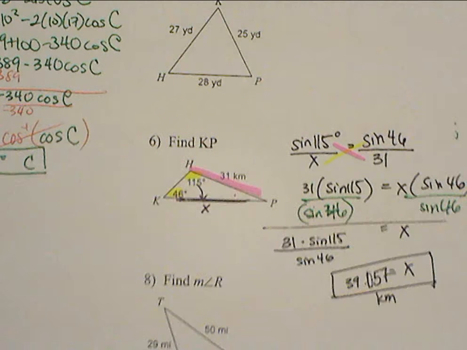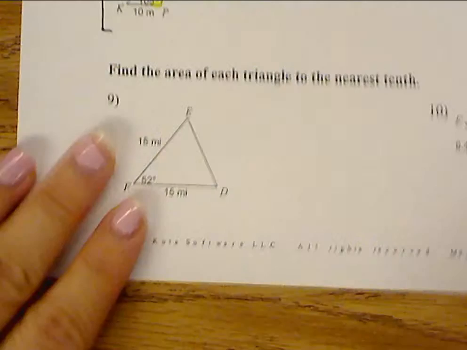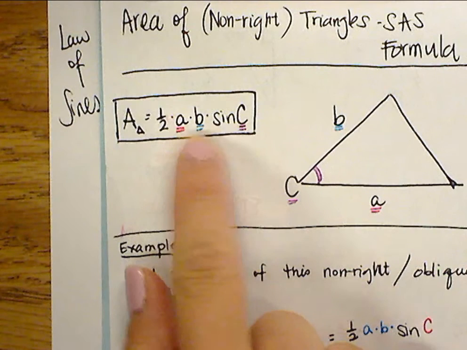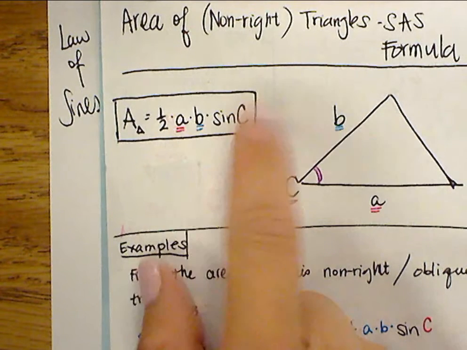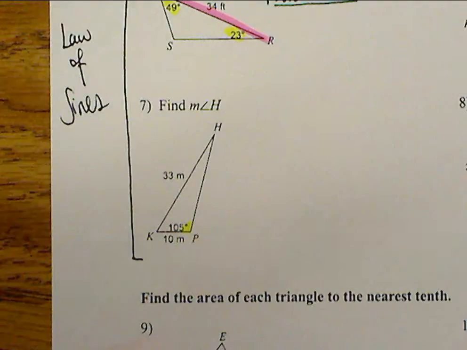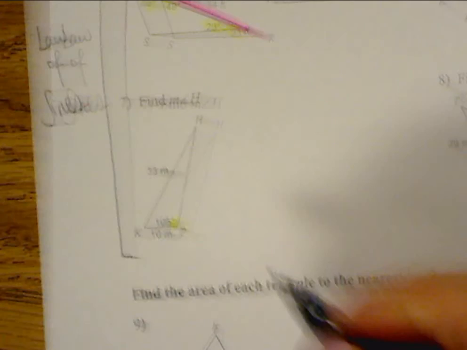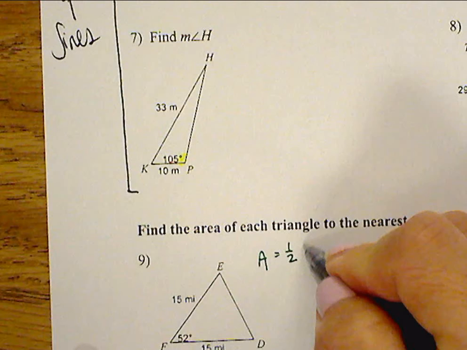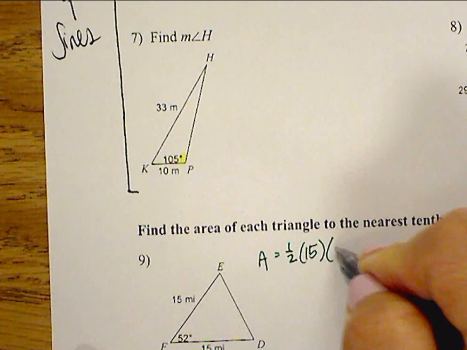All right, let's look quickly at this one. Find the area. I look at my handy dandy flip book, and the area of a non-right triangle is 1/2 a times b times the sine of the included angle C. So the area is 1/2 times 15 times 15 times sine.